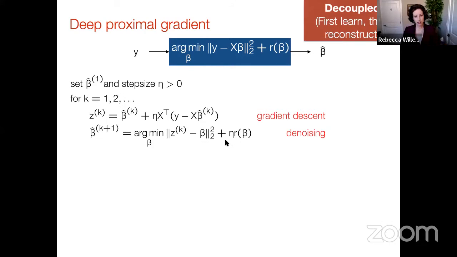And then in the second step, we would use our regularizer, where we essentially take this intermediate estimate, zk, and try to push it towards something that has a better value of this regularization term. We can think about this second step as essentially a denoising step, where we're trying to take zk and remove noise from it using this regularizer R.